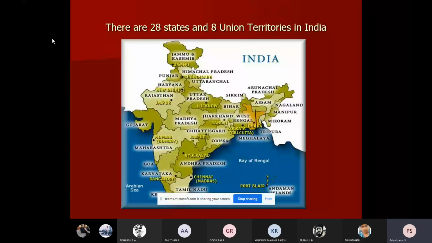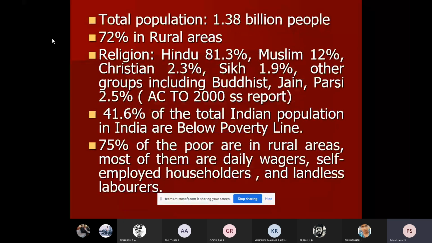We have 1.38 billion people, with almost 70% in rural areas. Hindu is the major religion with 81.3%, Muslims are 12%, and Christians 2.3%. Next to them are Sikhs at 1.9%, and other groups including Buddhists, Jains and Parsis make up around 2.5%.